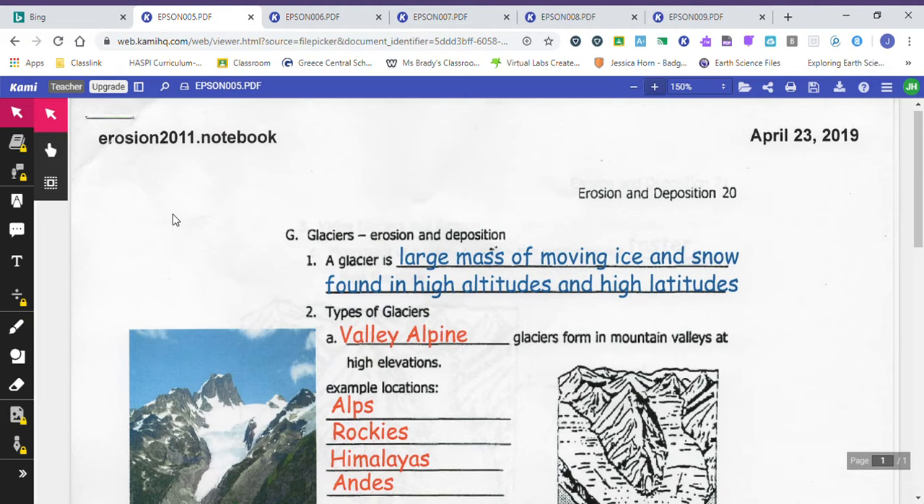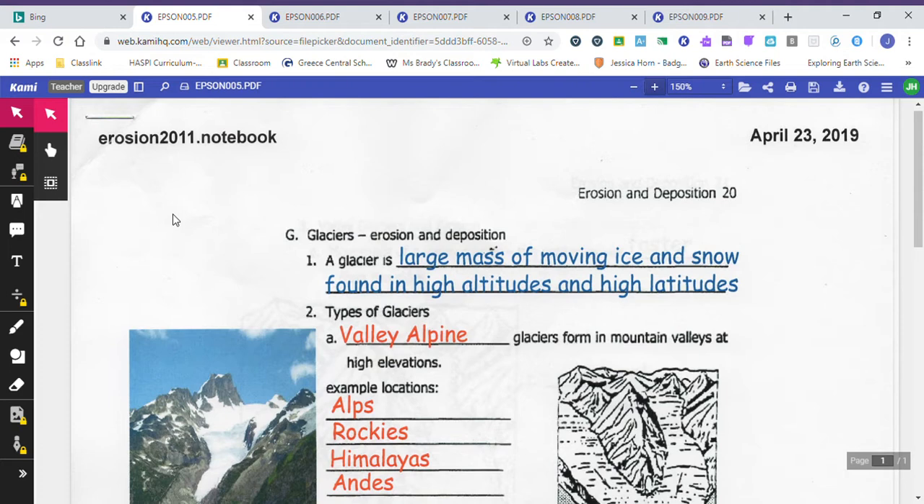Today we're going to take some notes on glaciers. Glaciers move materials of all different sizes. So glaciers are related to erosion. Remember, weathering was breaking down rocks into smaller pieces, and then erosion was moving those pieces. We can erode things with stream water, with wind, and now we're talking about glaciers today.